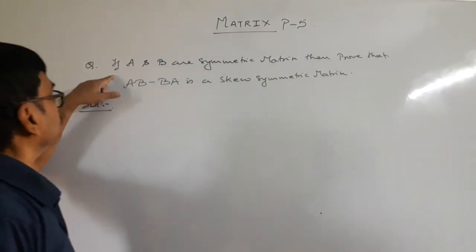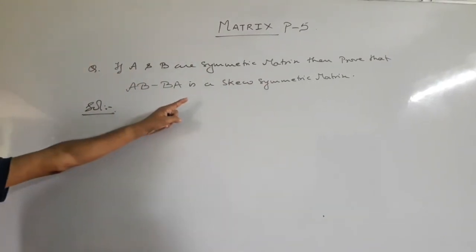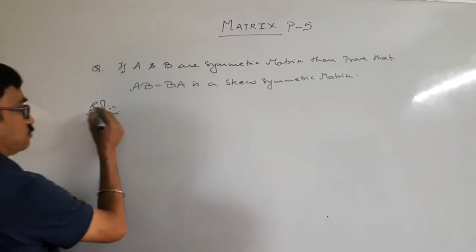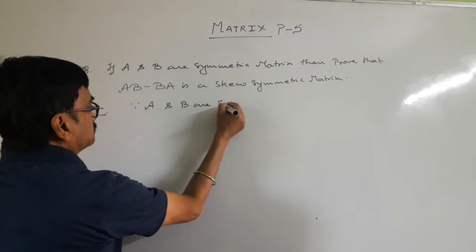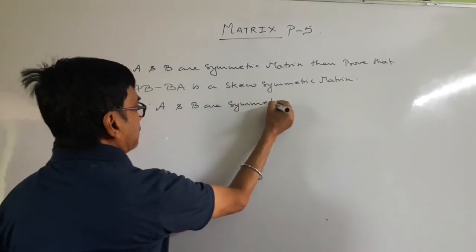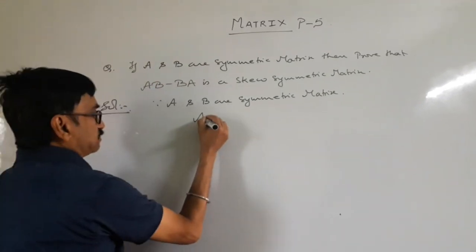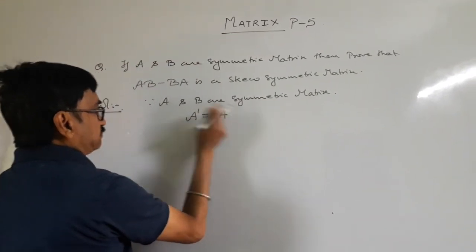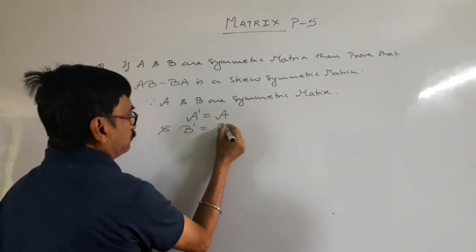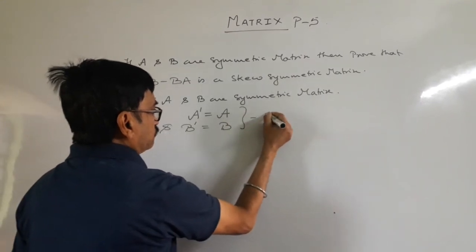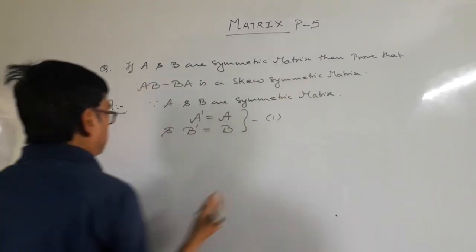Now comes the next question. If A and B are symmetric matrices, then prove that AB minus BA is a skew symmetric matrix. Solution: since A and B are symmetric matrices, the condition is A dash will be equal to A as it is a symmetric matrix and B dash will be equal to B. It is our equation number 1. So now we have to show that AB minus BA is a skew symmetric matrix.